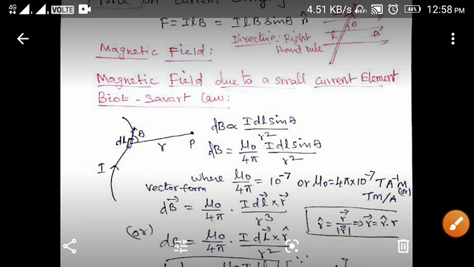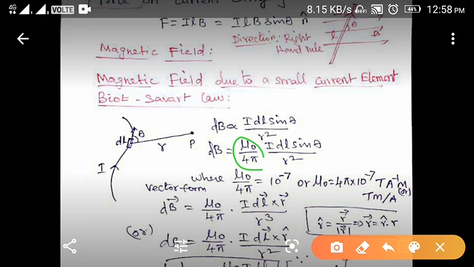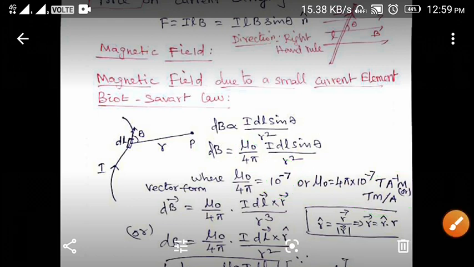In order to remove the proportionality, we introduce the proportionality constant mu naught by 4 pi, where mu naught is called the permeability of free space. Simply, permeability is the allowing or resisting property of the medium for the magnetic field, how much it resists the magnetic field. So mu naught for free space is 4 pi into 10 power minus 7, so mu naught by 4 pi is taken as 10 power minus 7. The unit is tesla meter per ampere. So this is the proportionality constant.